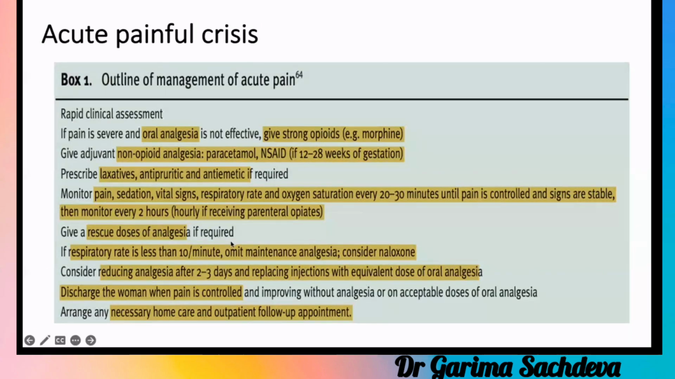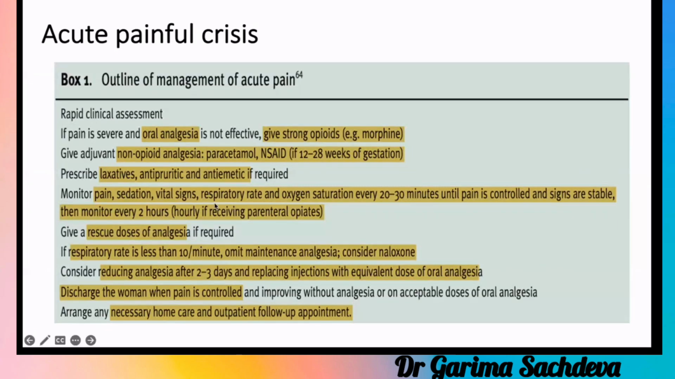Once you're giving opioids, they cause itching, they cause constipation, they cause vomiting. So in order to avoid the side effects, you give them laxatives, antipruritics, antiemetics if required. So this is to counteract the side effects of opioids. Then you monitor the pain and the sedation level. Morphine, these opioids, also cause sedation.